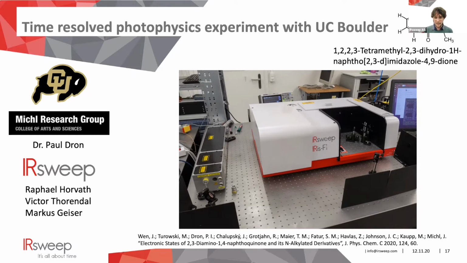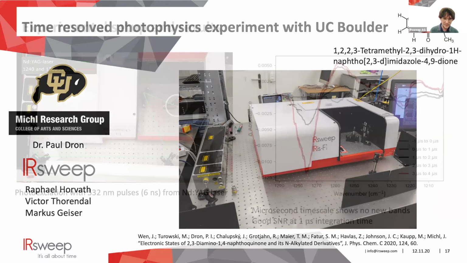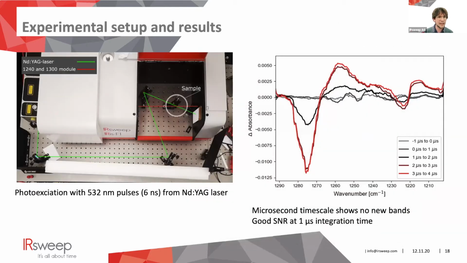Usually this is done in phosphorescence, but many molecules actually don't emit light. So the infrared absorption technique actually allows you to characterize that in a more broad sense. The experiment is shown here on the left. So we have a Nd:YAG laser, which excites the sample at 532 nanometer with a 6 nanosecond pulse. And on top of the sample, we overlap also our probe beam from the IRsF1 at 1240 and 1300 wave numbers. And basically, we then trigger the system to be in sync with the pulse of the laser.